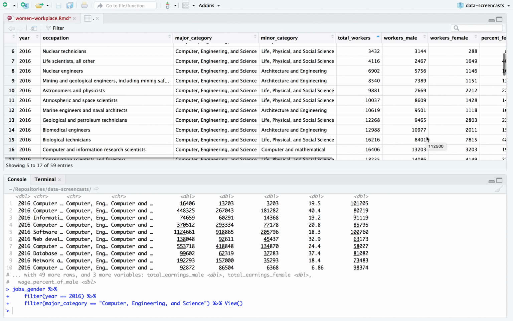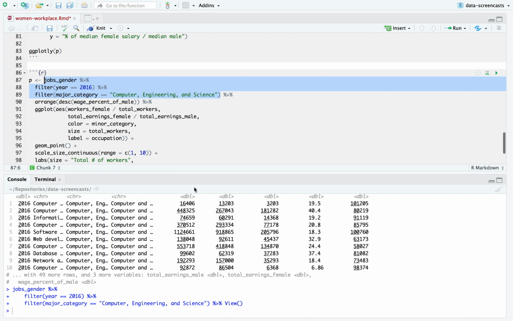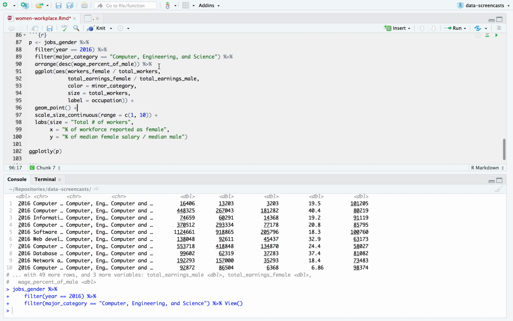Let's see. I'm going to start just by removing any that have less than 20,000 people. I'm going to start there. Filter years 2016 and total workers at least 20,000. All right, so still plenty of occupations.